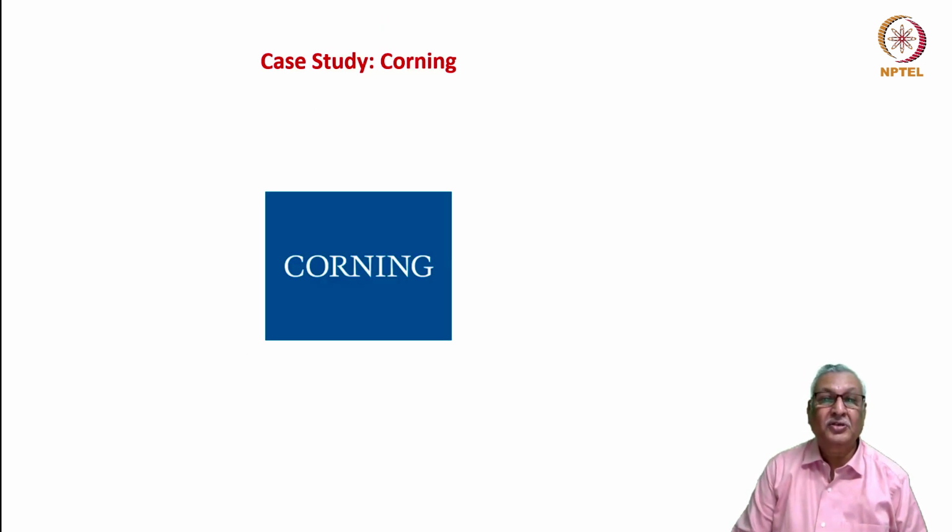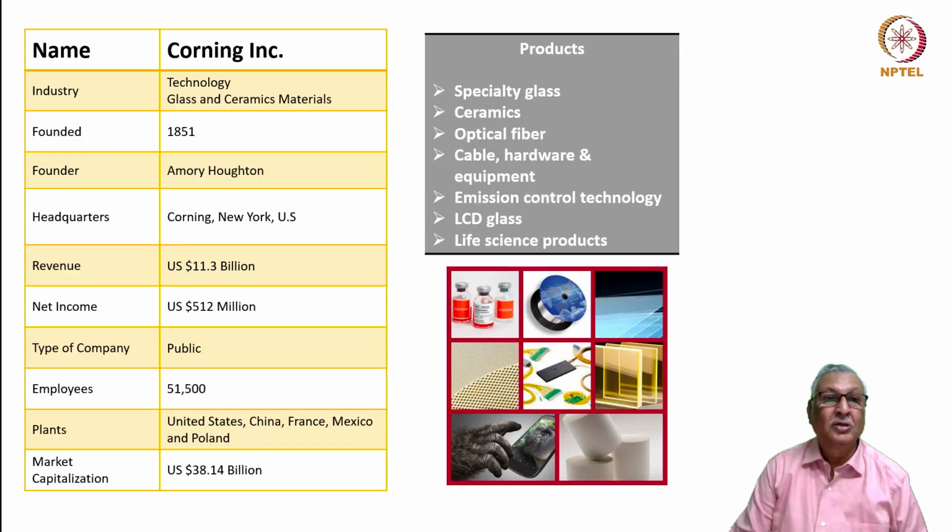So, having looked at all of these concepts, let's look at one company which has been known for its innovation. This is a case study of Corning. Corning is a technology company specializing in glass and ceramic materials. It was founded in 1851. Amory Houghton was the founder. Headquarters is in Corning, New York, USA. It has a revenue of $11.3 billion and a net income of $512 million. It is a publicly listed company with 51,500 employees and plants in USA, China, France, Mexico, and Poland.